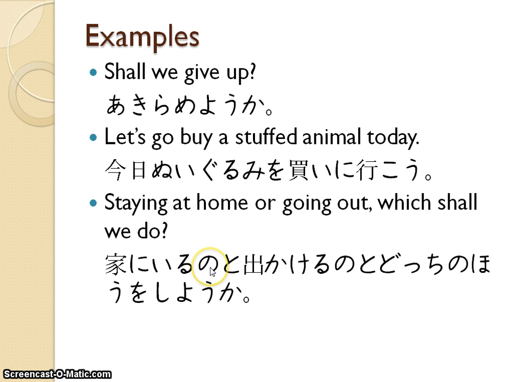Why? Because Japanese 2 just learned this as well. And so Japanese 3, I hope that you kind of overheard this. But these are used as gerunds. So these are verbs acting as nouns in this case. So the act of staying at home or going out, which shall we do?